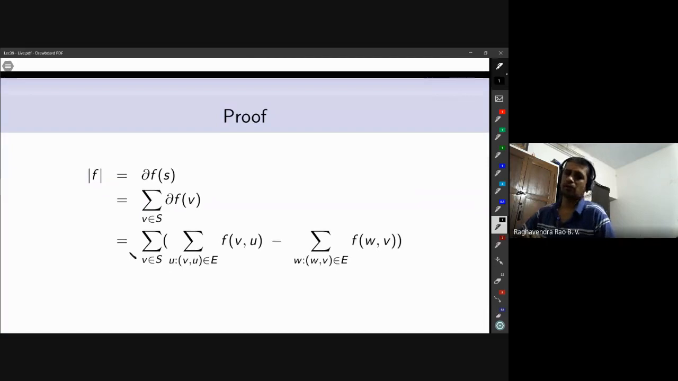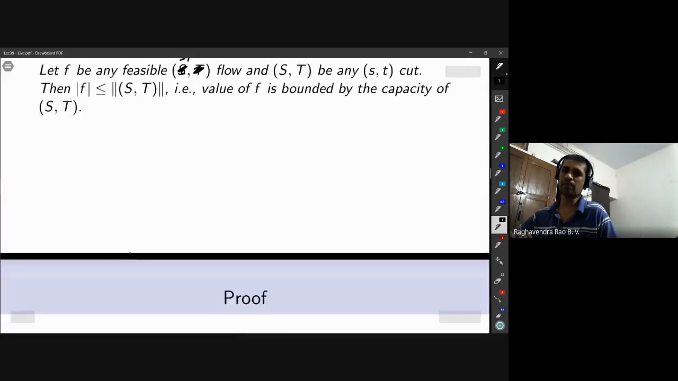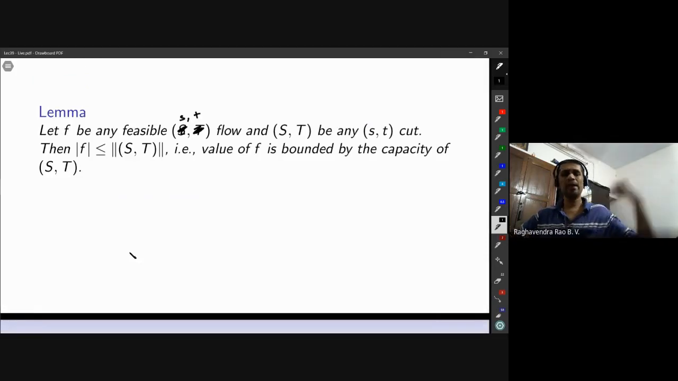So I'll do it over a sequence of equations. Is the statement clear to everyone? Give me any flow and give me any cut. The only condition is the flow should be feasible. It should satisfy the conservation property and meet the capacity constraints. That is, for every edge, the flow assigned value should be less than or equal to the capacity. Then I can show that the flow value cannot be more than the value of the cut.